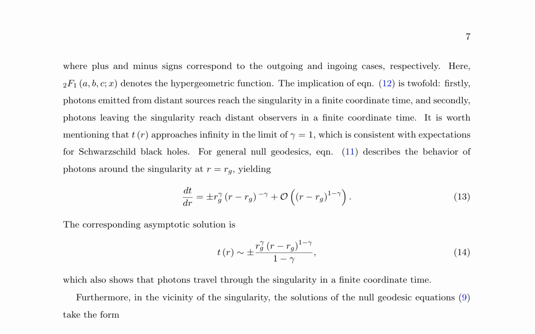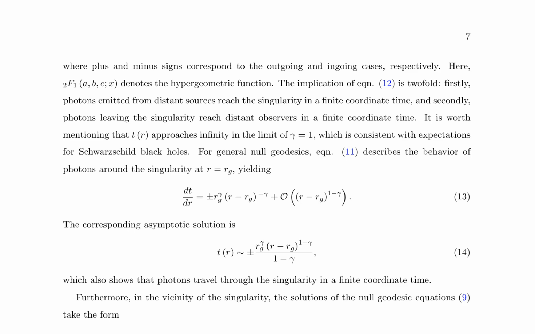The authors explore the behavior of photons around a naked singularity, utilizing the null geodesic equations. Equation 12 reveals that photons emitted from distant sources reach the singularity in a finite coordinate time, while photons leaving the singularity reach distant observers in a finite coordinate time. This is consistent with expectations for Schwarzschild black holes, as the coordinate time approaches infinity in the limit of gamma equals 1.